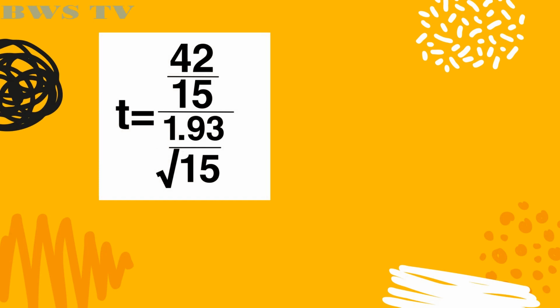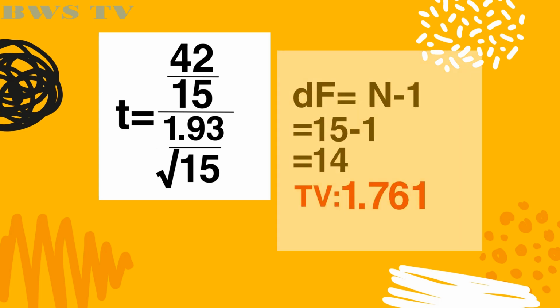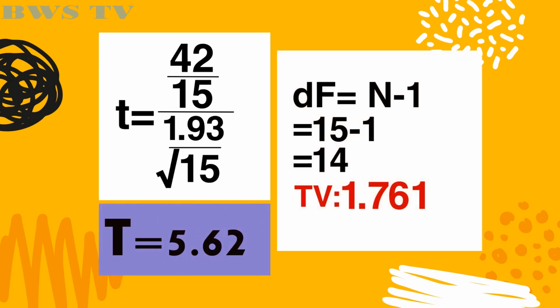So we already have the SD, so we can substitute it in the formula of T. And the answer is 5.62. We just have to make it step by step, such as 42 divided by 15, you have the answer. And divided by 1.93 divided by square root of 15, you have the answer. And then you could just divide both of them to have 5.62. 5.62 is also our computed value.